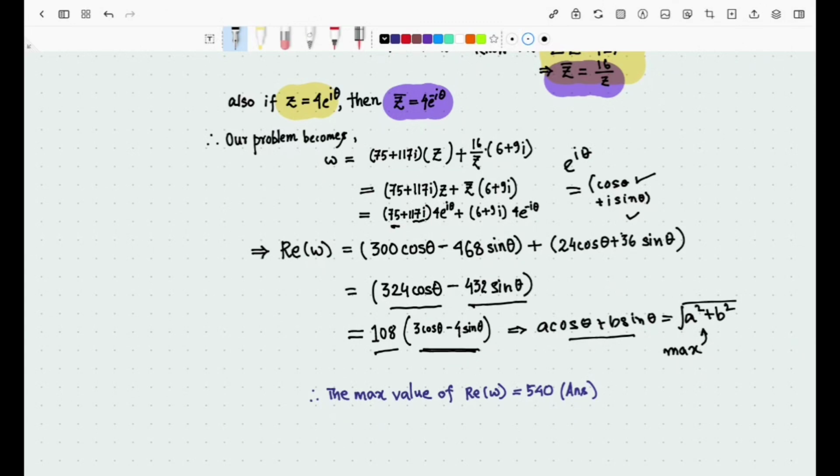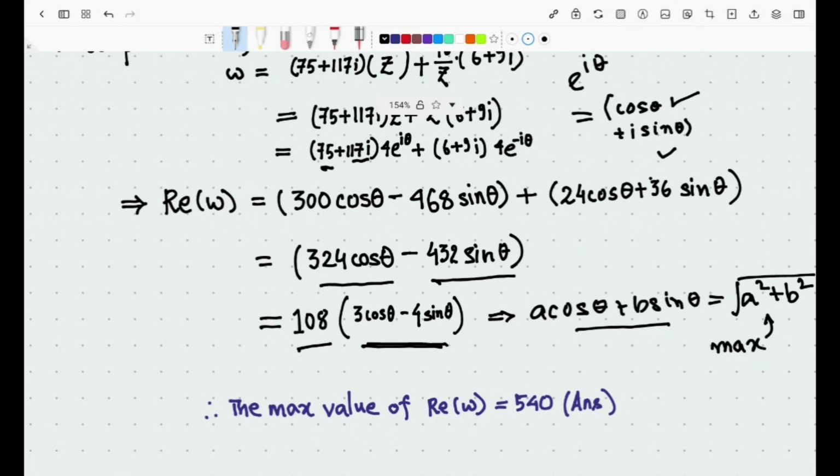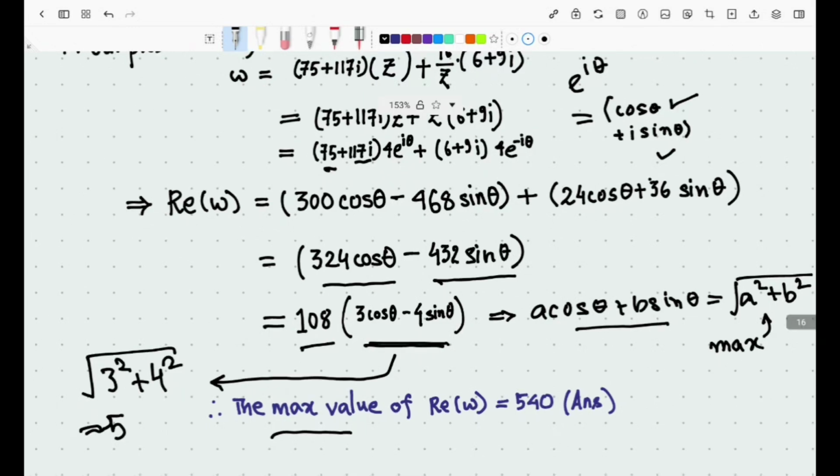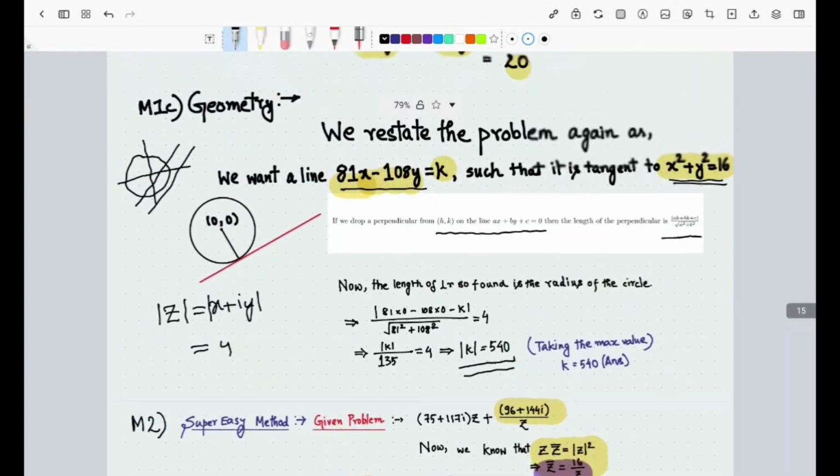So hence the maximum value of 3 cos theta minus 4 sin theta is equal to root over of 3 squared plus 4 squared, that is equal to 5. Which on multiplying will give us the maximum value of the real part, equal to 540. So the answer to today's problem is 540.